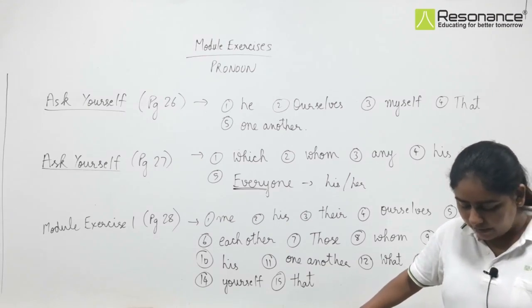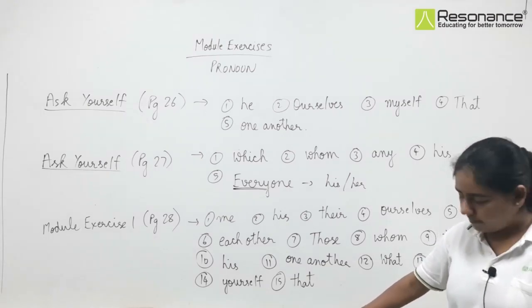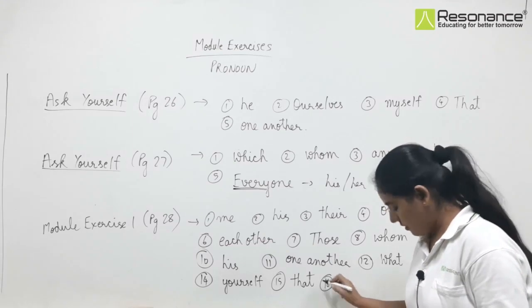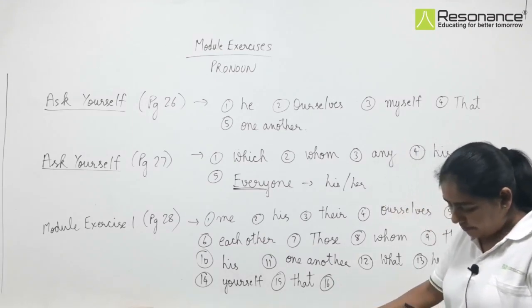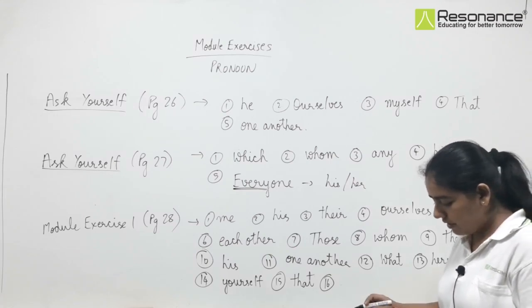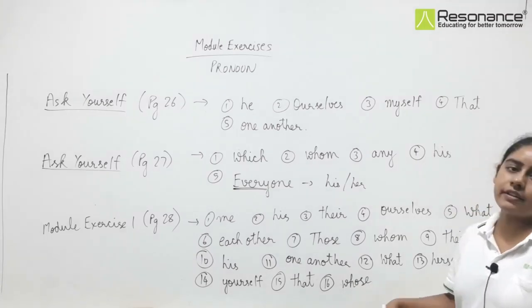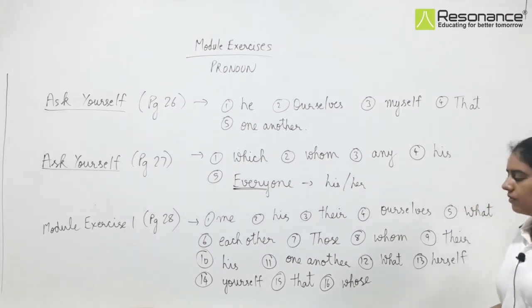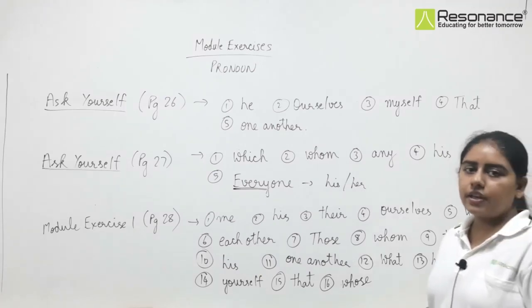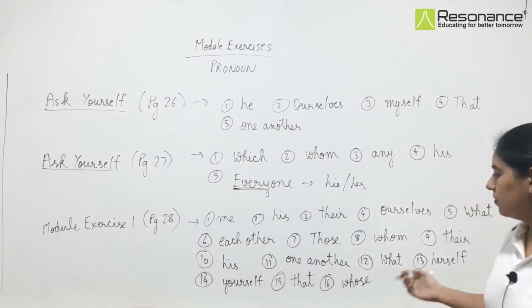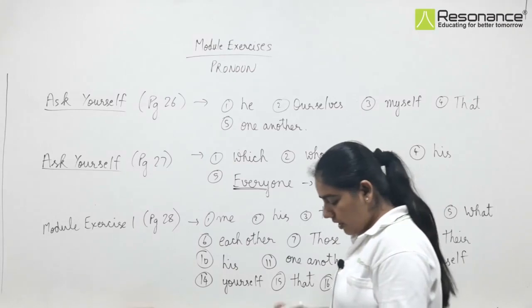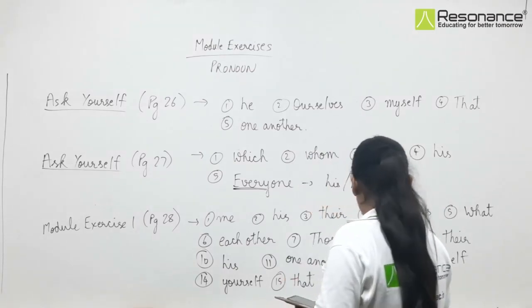Question number 16. The baby dash nap had been interrupted, wailed loudly. The baby whose nap had been interrupted. Okay, we will write whose because we are talking about the relative case of pronoun. Okay, whose nap. Okay, baby's nap. So whose is the right answer. Then we have question number 17.